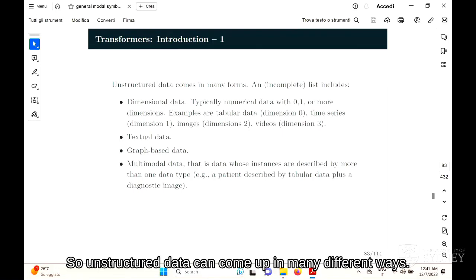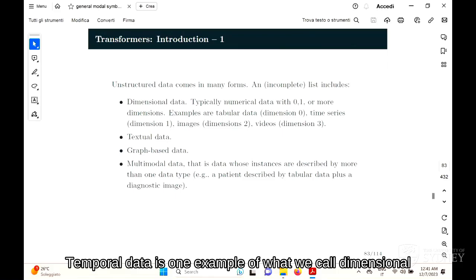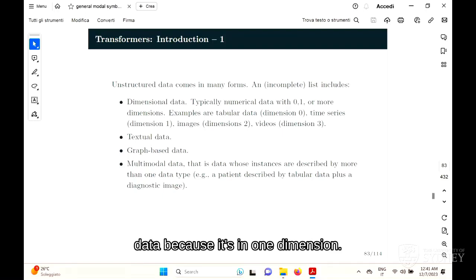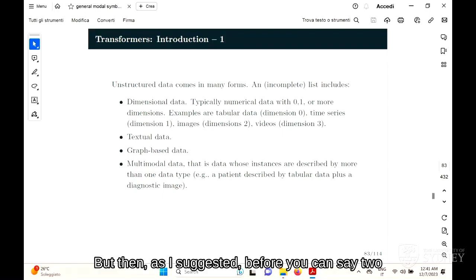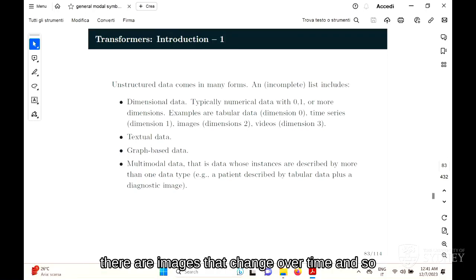So unstructured data can come up in many different ways. Temporal data is one example of what we call dimensional data, because it's in one dimension, but then, as I suggested before, you can go to 2 dimensions, 3 dimensions to get images, to get videos that are images that change over time, and so you can do it in many dimensions. After a while, it becomes non-intuitive, of course. Graph-based data, like social networks, for example. Multi-textual data. Nobody has experience in NLP here?